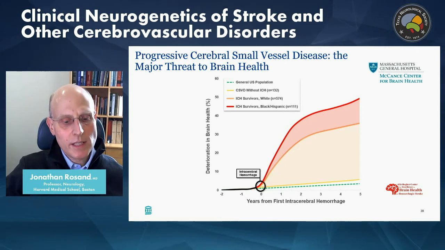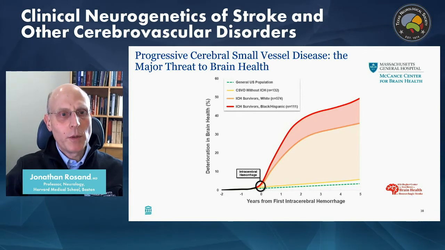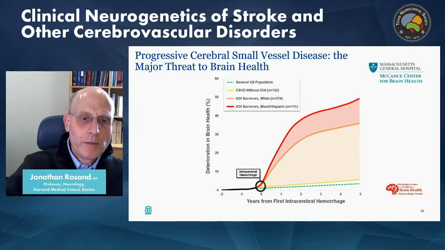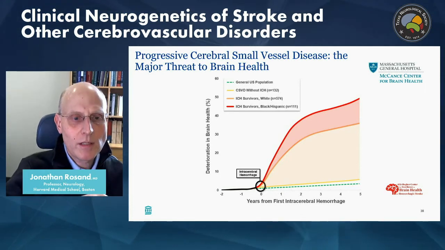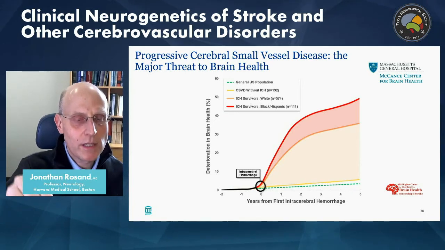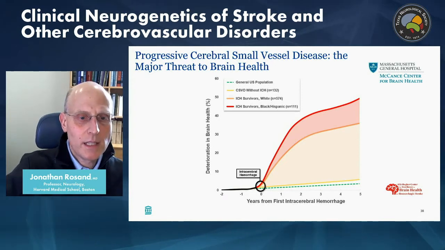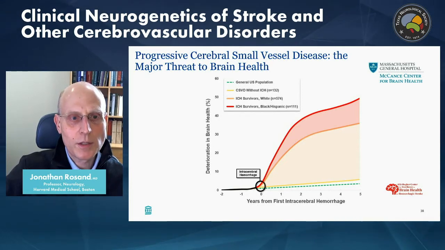These cerebral small vessel diseases are very important because they are progressive and they're common. Just to give you an example, here we've summarized data on our ICH survivors. This slide is set up to give you a sense of why cerebral small vessel disease is such a problem and such an opportunity. On the x-axis is the years from first intracerebral hemorrhage. So t equals 0 is when the hemorrhage occurs.